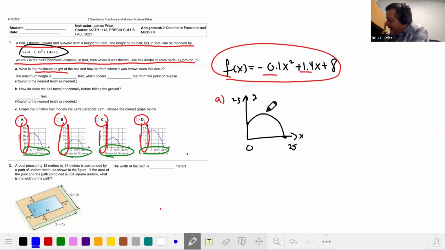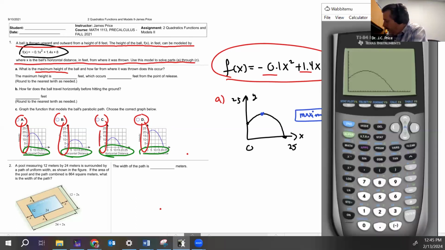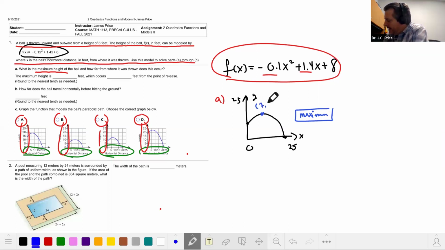Now we want to find the vertex here, which is the maximum value. On my calculator, I hit second trace, go down to maximum, and hit enter. It asks for a left bound and a right bound. I scroll over to the left, hit enter, scroll over to the right, and hit enter again, and then enter for a guess. It spits out some numbers. It looks like 7 and 12.9. So right here, I'll put 7, comma, 12.9.